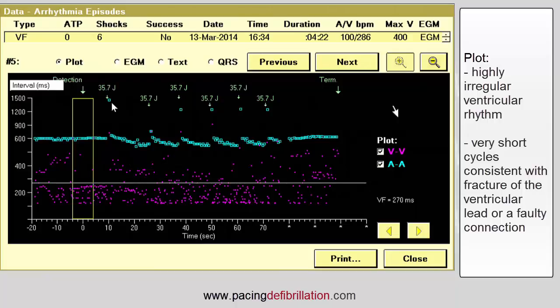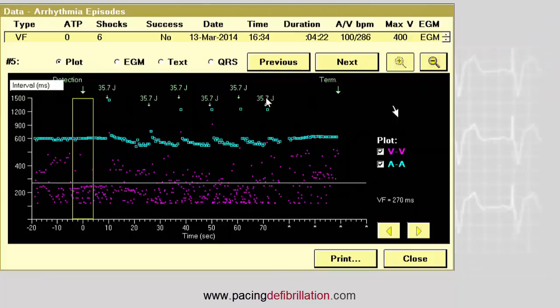In this episode, 6 maximal shocks were delivered, and this example highlights the interest of limiting the possibility for the device to deliver at maximum 6 electrical shocks during the same episode, because you can understand that when the shocks are inappropriate, this is very poorly accepted by the patient.